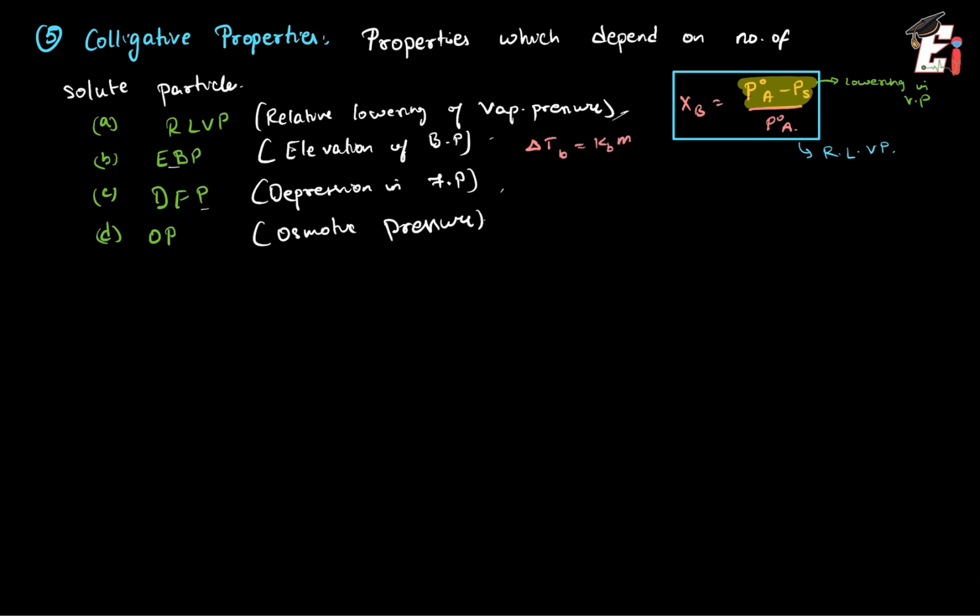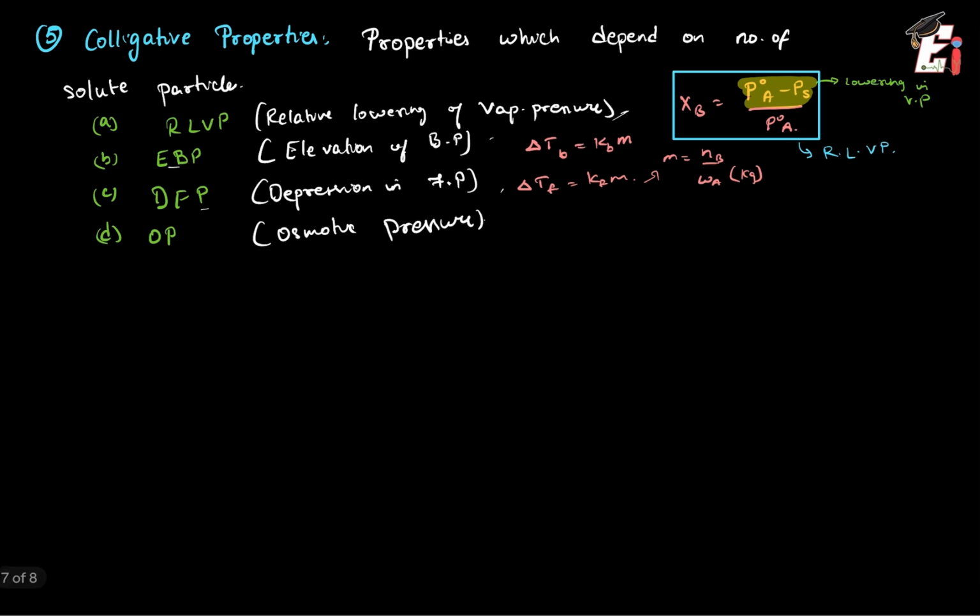Next, if you look at elevation in boiling point, delta TB is equal to KB m, where m is equal to the number of moles of B divided by the weight of A in kg. Weight of A should be in kg. This is the formula. For depression in freezing point, it is the same formula, only delta TF comes, that is KF m. Same formula, m is again the same thing.